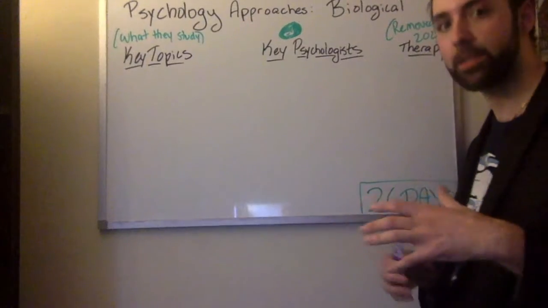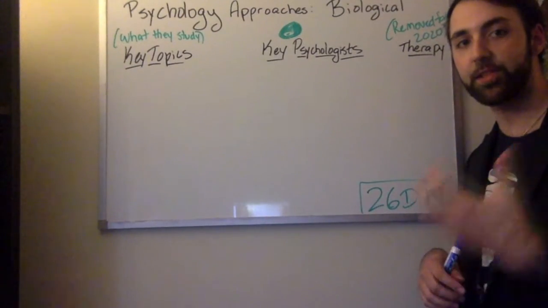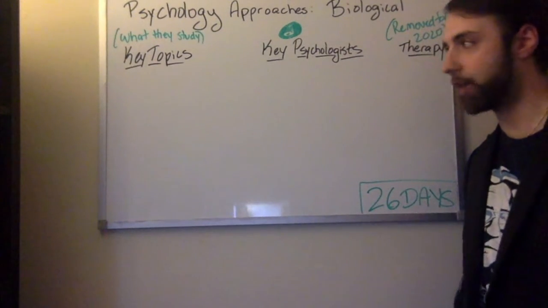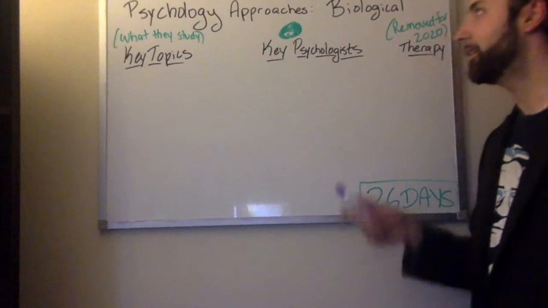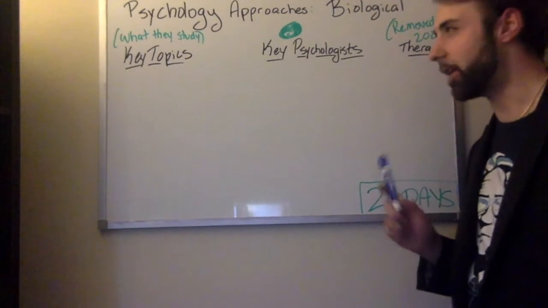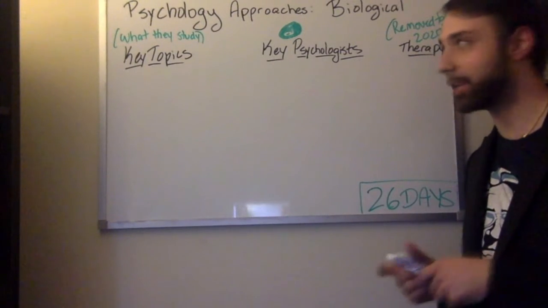Key topics, which is essentially a fancy way of saying what would a biological psychologist study if they were to walk into a daycare or a gym or the mall and observe individuals. Biological psychologists aren't going to do a lot of observation. They're going to do a lot more hands-on research. But nevertheless, topics that you would study.